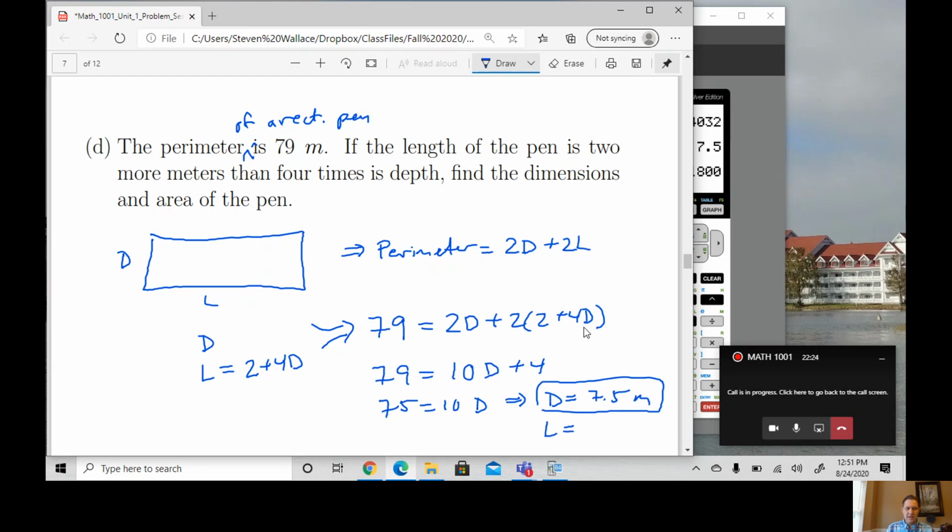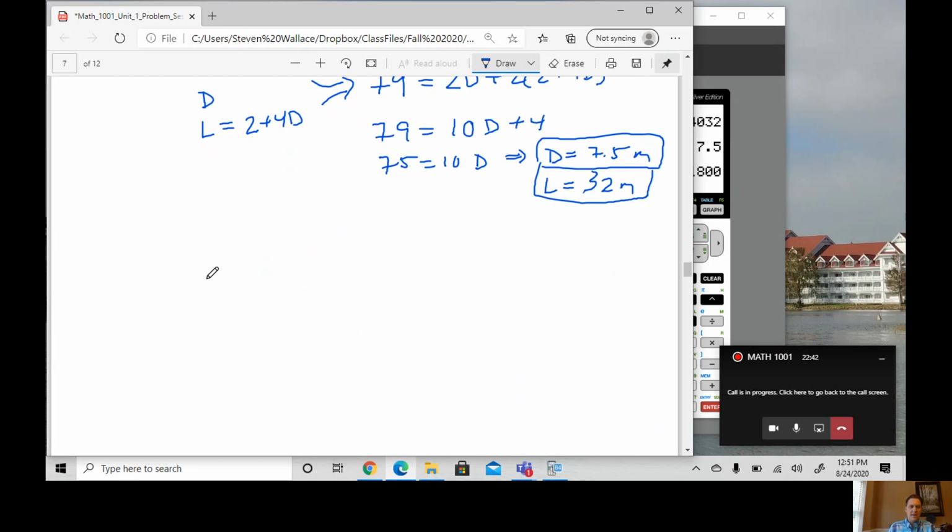And then we get the length would be 7.5 times 4 plus 2, which comes out to 32. So those are the dimensions. And then the area is length times width, or depth times length here. And that comes out to 240 square meters. Okay? So that's the other answer you need to write up.